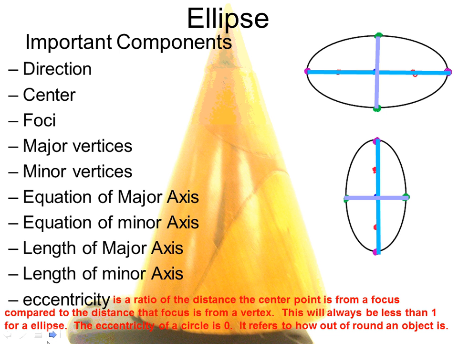Remember, eccentricity is a ratio of distance. It's the ratio of the distance the center point is from a focus compared to the distance that focus is from a vertex. So how far away is the focus from a vertex? That's what we're looking at, as far as the center to the focus. This will always be less than 1 for an ellipse. Again, as we talked about earlier, for a circle, the eccentricity is 0.